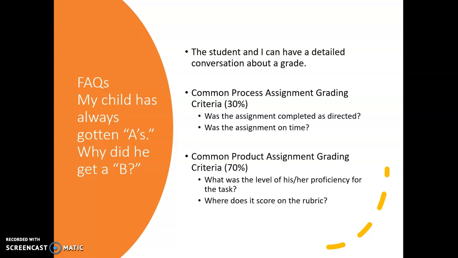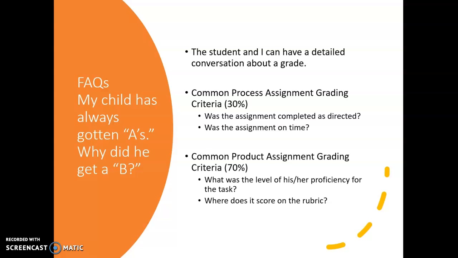Another frequent question I get is, my child has always gotten A's. Why did he get a B? One of the things I strive to do with my students is be very transparent about how they are doing in the class. So your student and I can have a very detailed conversation about a grade.